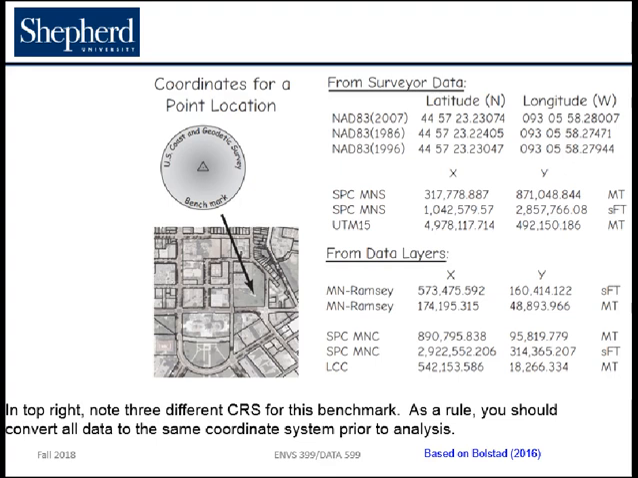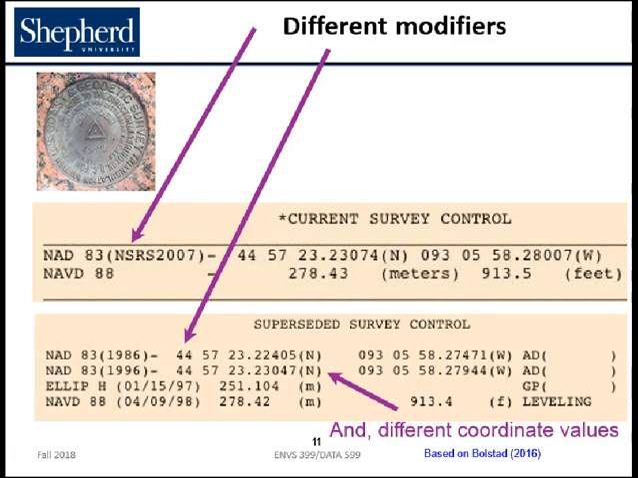It is crucial to realize that different ways of addressing the Earth's curvature, the Earth's deviation from our idealized shape, and inevitable inaccuracies in measurement will result in different coordinate systems. Here again we see the different modifiers for different CRS, or coordinate reference systems, and the resulting different values.